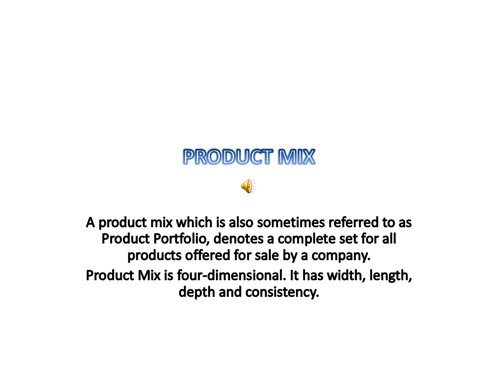So let's see what width or breadth is. So width or breadth refers to the number of different product lines a company offers. So if a company offers 4 different product lines, 5 different product lines, those will be the width of the product mix.